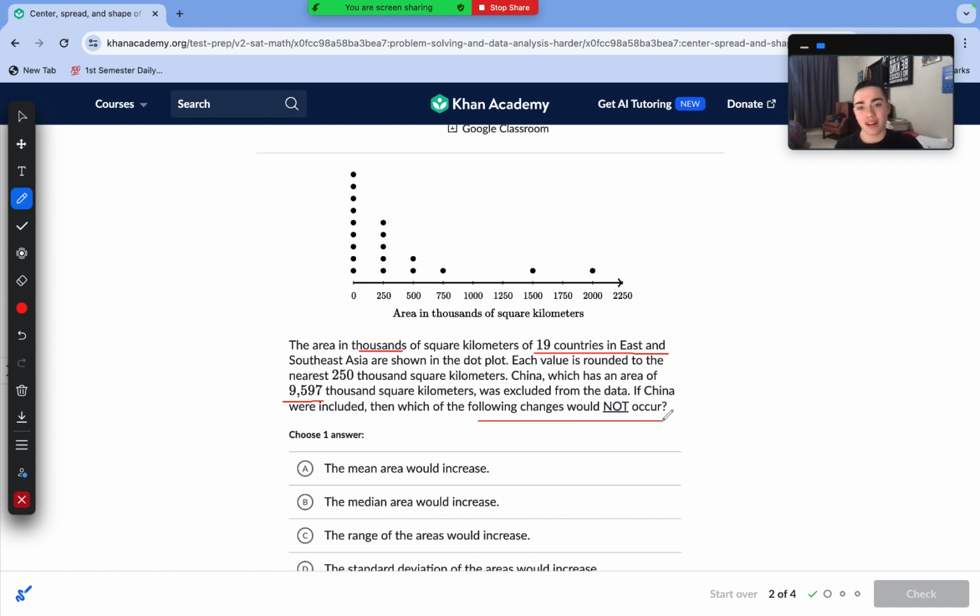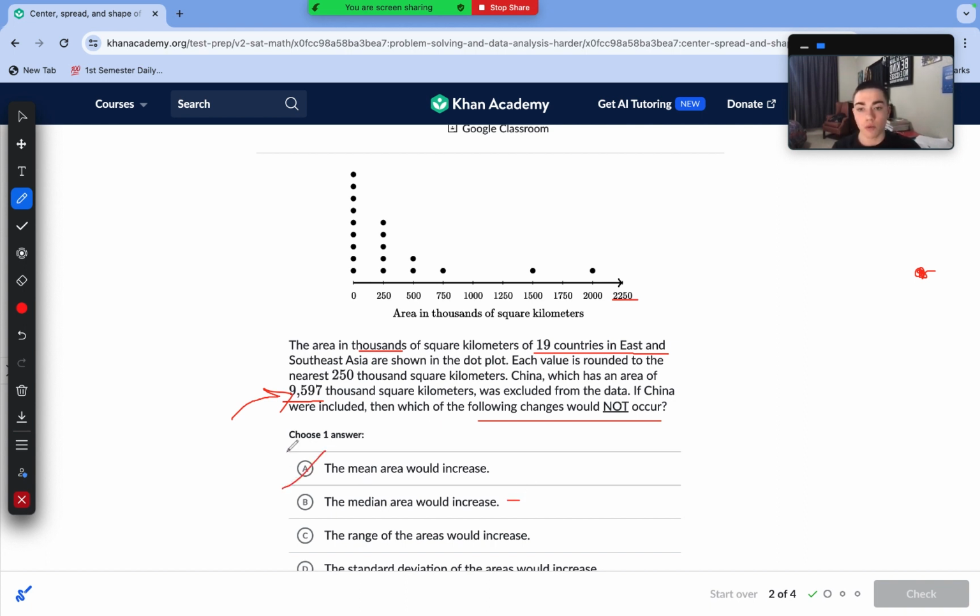So first, we need to notice China, it's a huge country. And if we take a look at our value here, it is an extreme outlier on this data point, because 9,597 is way past 2,250. So it's an outlier way out here. So we need to think, if we had an outlier, which of these changes will not occur? So if we have an outlier, our mean is going to increase. Our median may or may not, so this could be an answer choice.